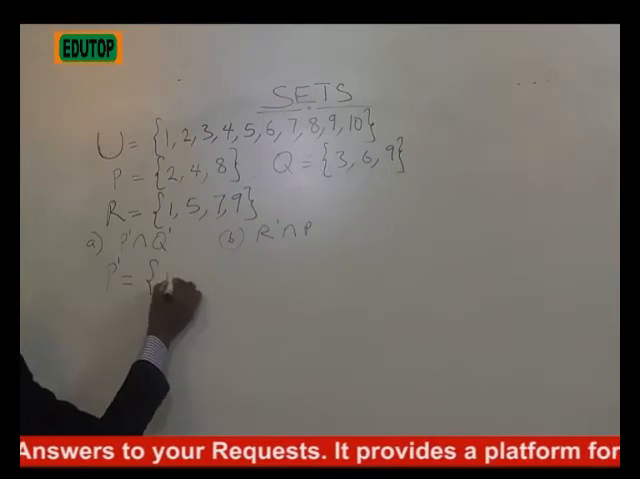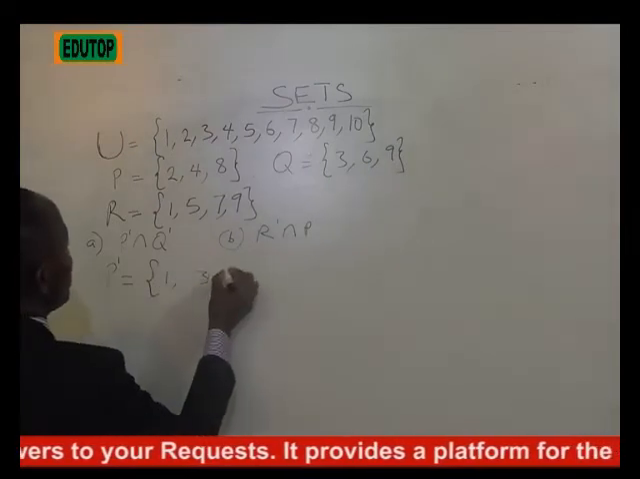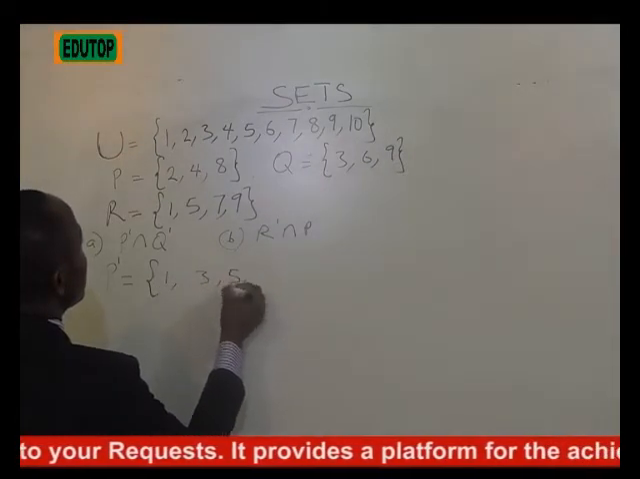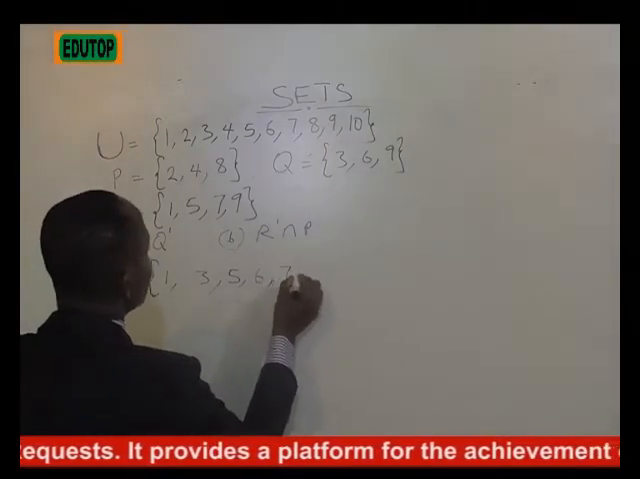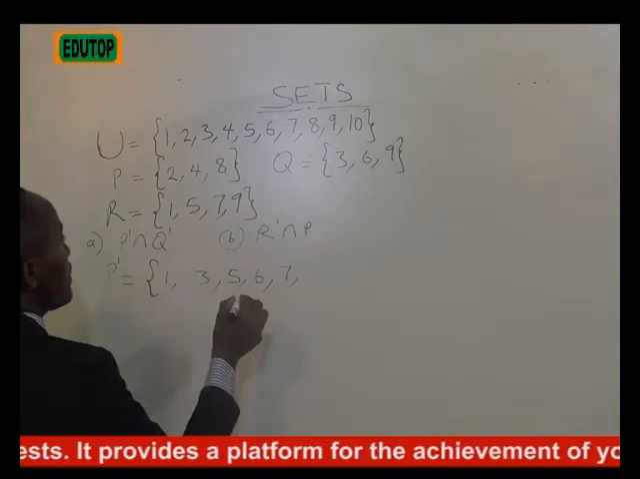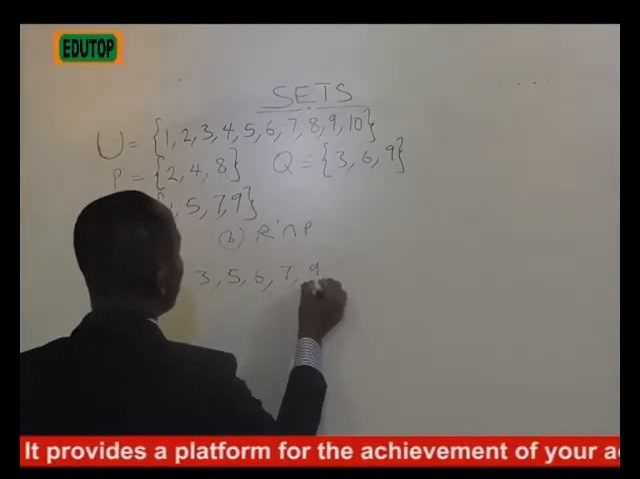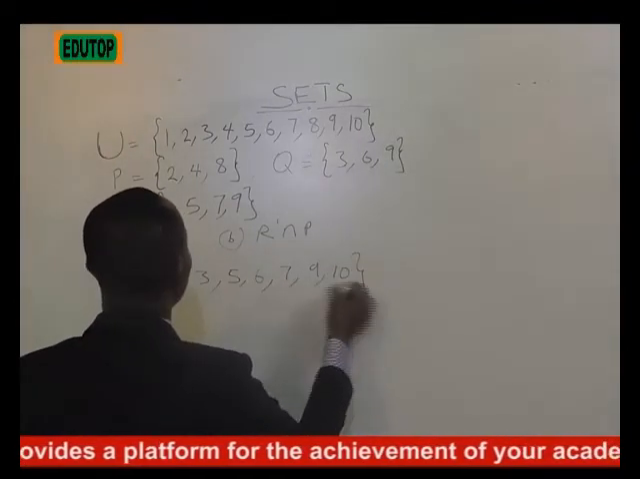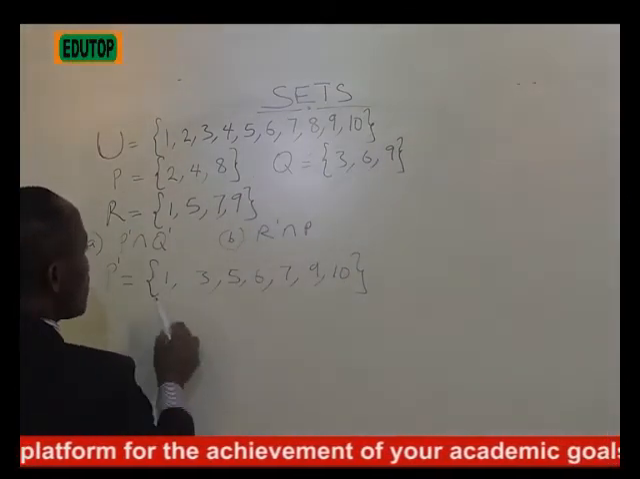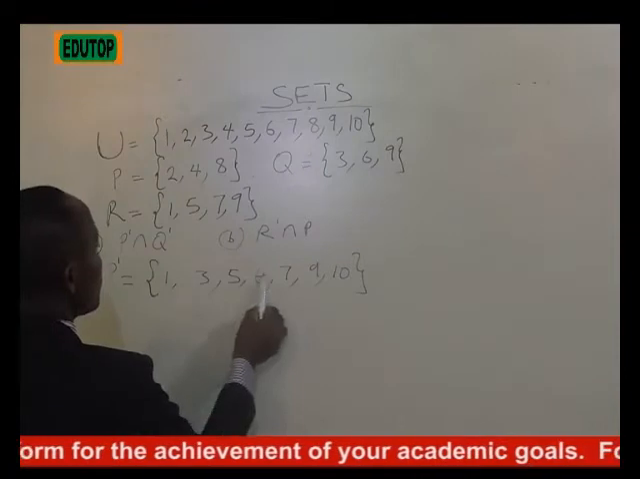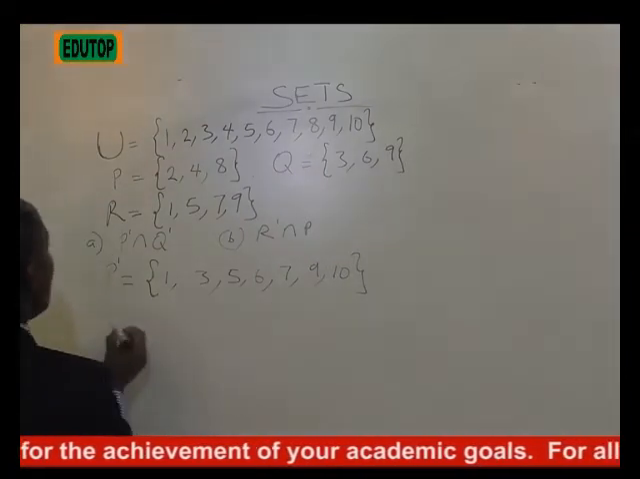Now we have 1, 3, 5, 6, 7, 9, and 10. We are having 3 elements in P, we are having 10 elements in U. That means we must have 7 elements here. 1, 2, 3, 4, 5, 6, 7.